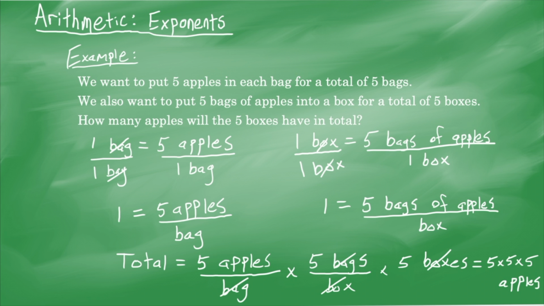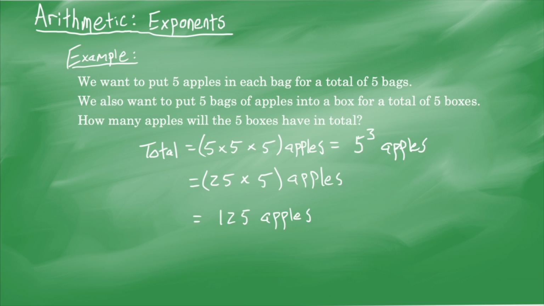So we can see then that the bags cancel, the boxes cancel, and we get 5 times 5 times 5 apples. So then in total we have 5 times 5 times 5 apples, which we've just learned is 5 to the power of 3 apples, which is 5 times 5, 25, times 5. 25 times 5 is 125 apples. We learned to do 25 times 5 in the last video, where this would be 5 times 5, which is 25, 2 times 5, which is 10, plus 2, 12, 125.